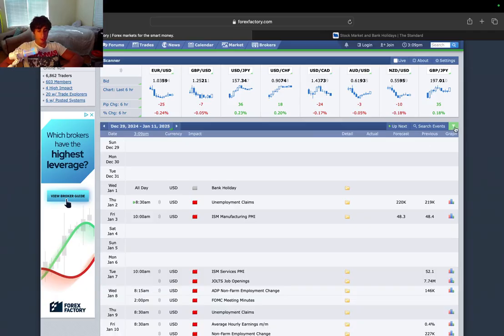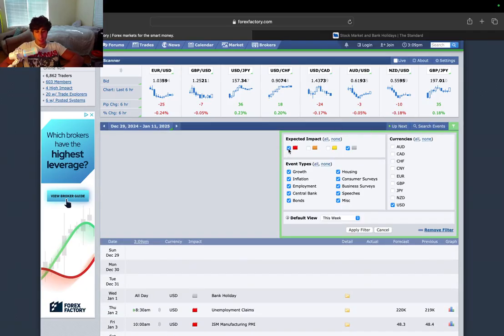So how you do this is I only pay attention to red folder high impact news. I do not care about orange folder, yellow folder. This is not going to affect me. I'll be in trades during orange folder news.